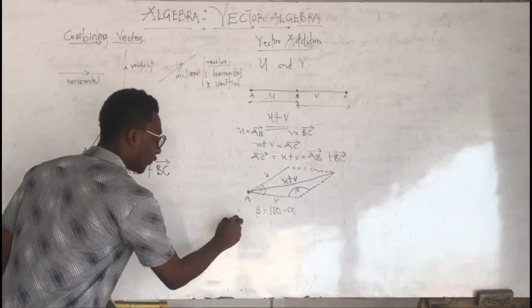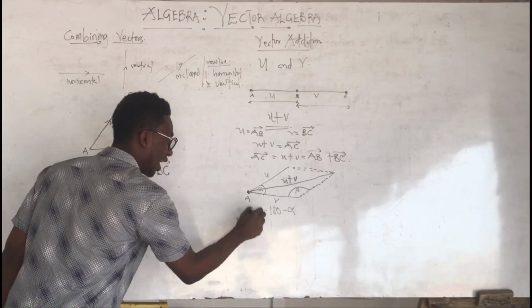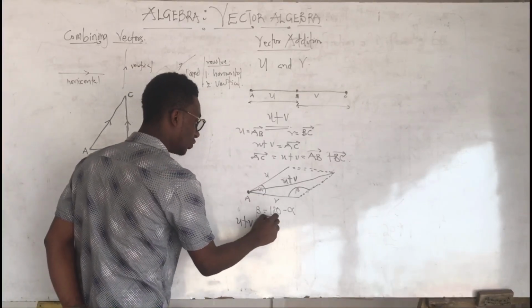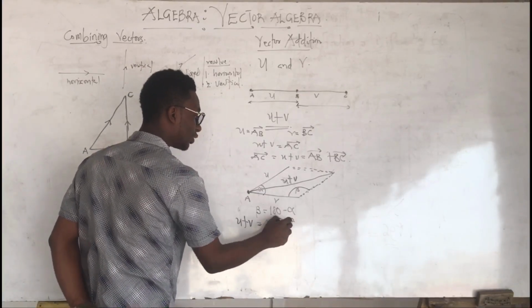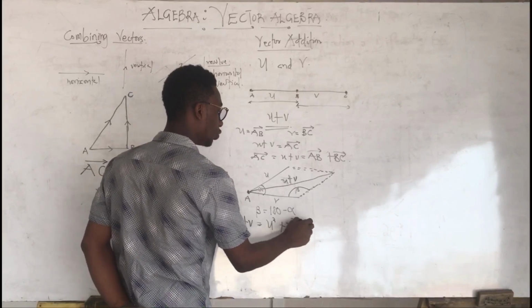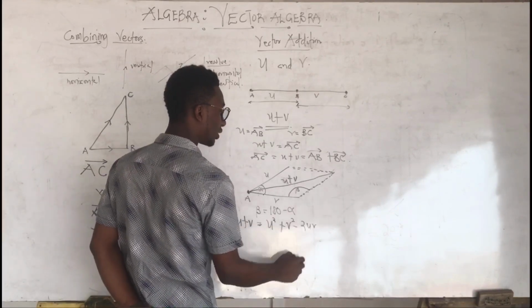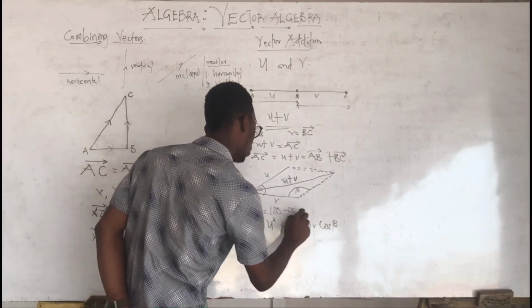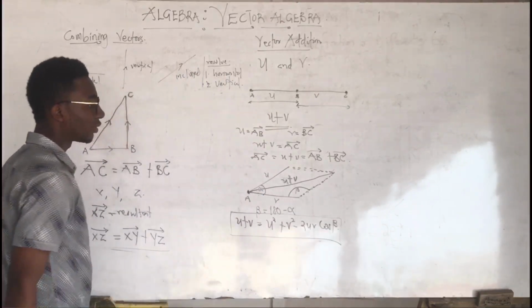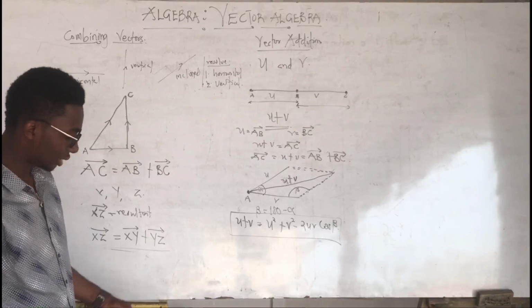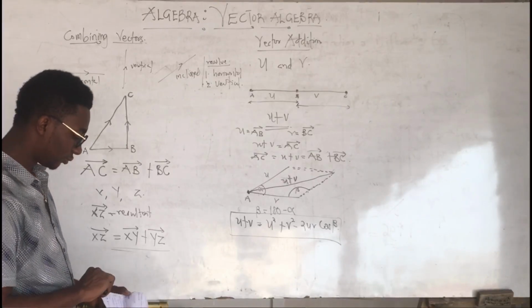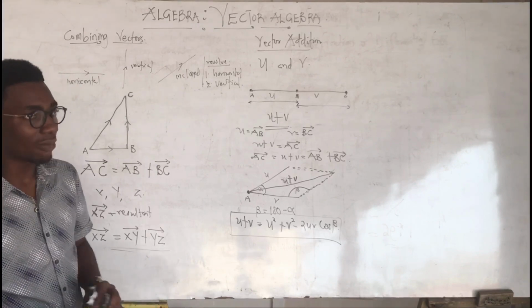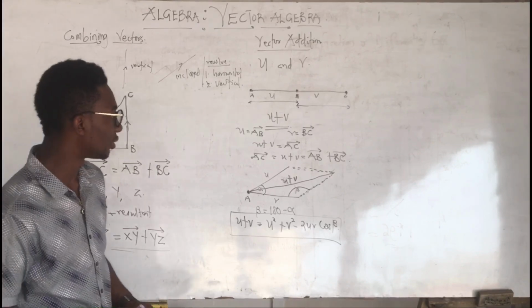So now to find your resultant vector addition, the U plus V, it is always equal to what? Your vector U squared plus your vector V squared minus 2 times vector U times vector V cos of the angle beta. And this is known as your cosine rule. Okay.